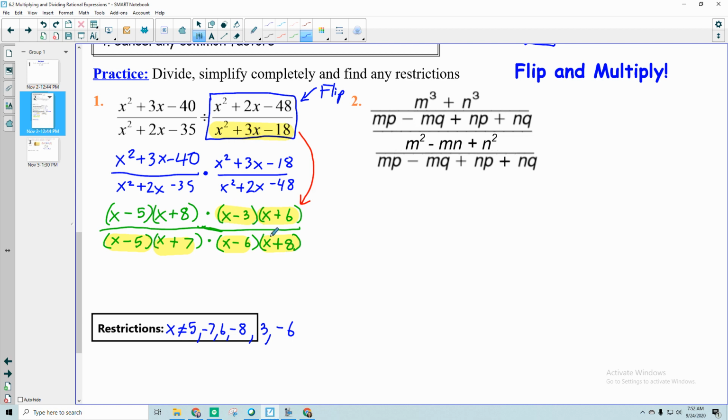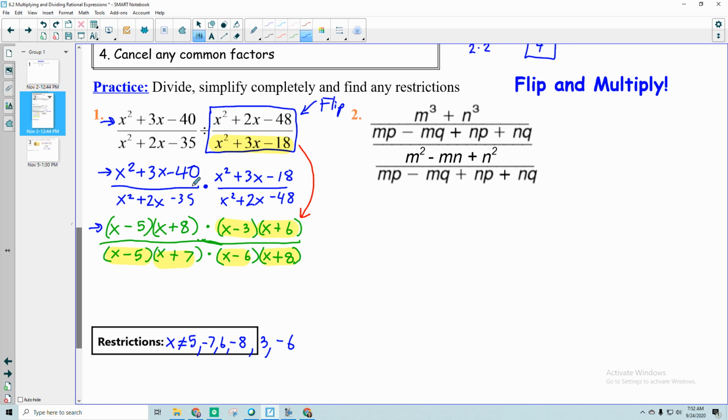So we're getting restrictions from all of these factors except this one, because this stayed in the numerator the entire time. We don't have to worry about it, okay?